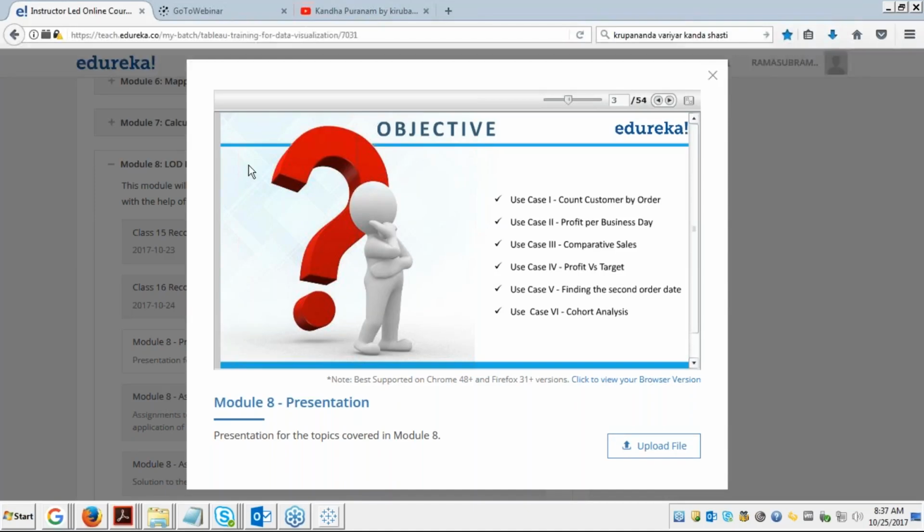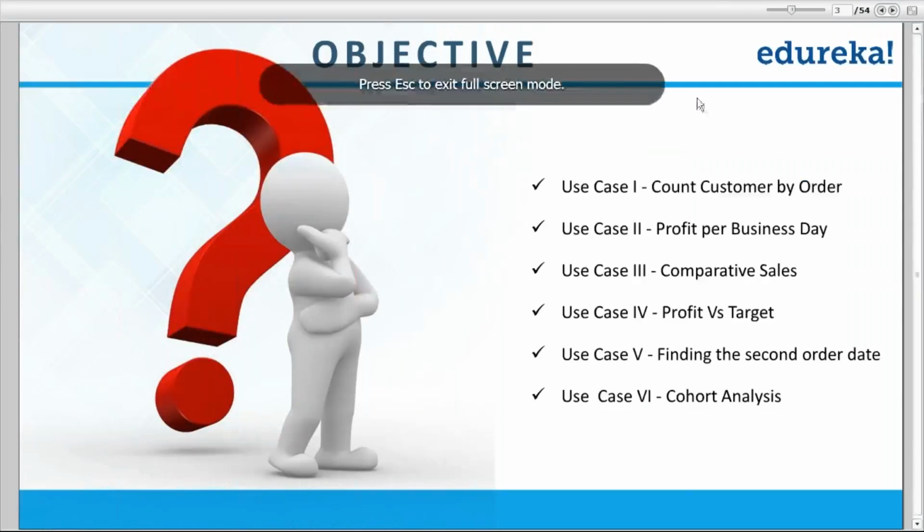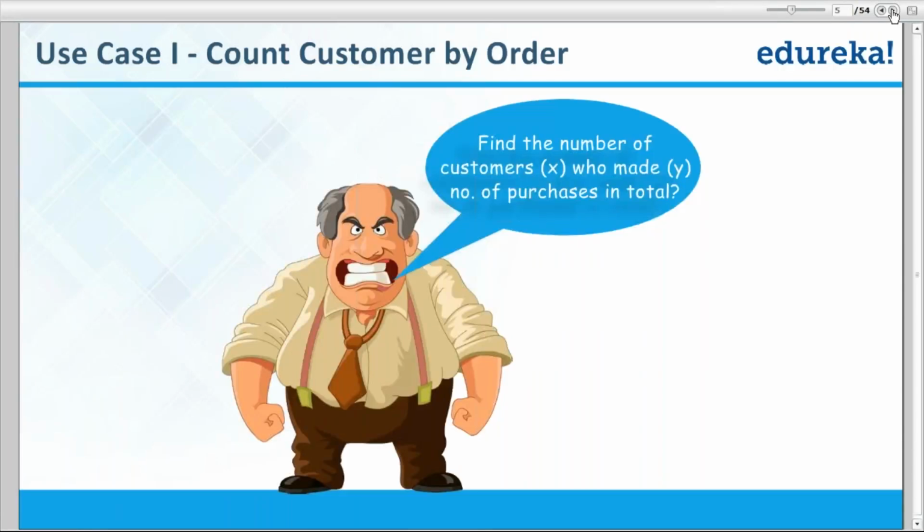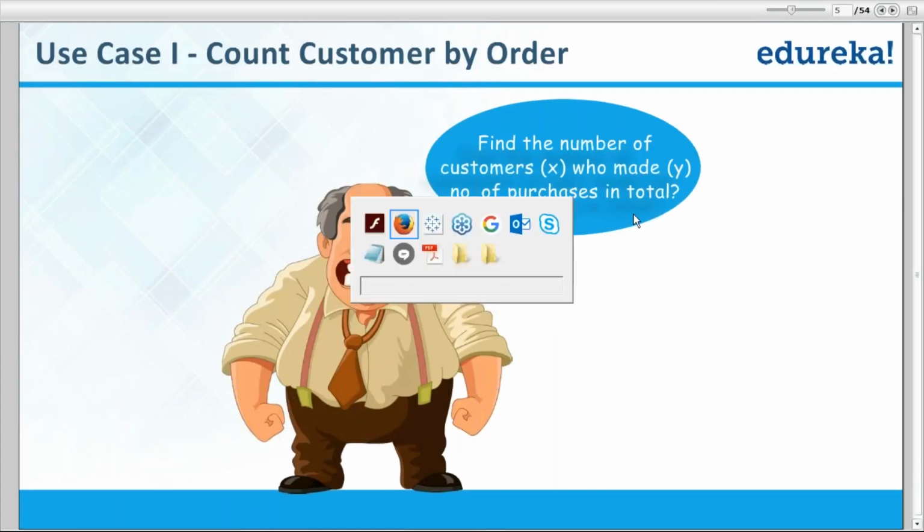Okay. So now coming on to the business scenarios where to apply this. This LOD level calculations are going to be used in various scenarios. We are going to see 6 of those scenarios where it is going to be used. Okay. So we'll take scenario number 1 now. So the first question is count customers by order. This question is looking very simple. Find the number of customers who made Y number of purchases in total.